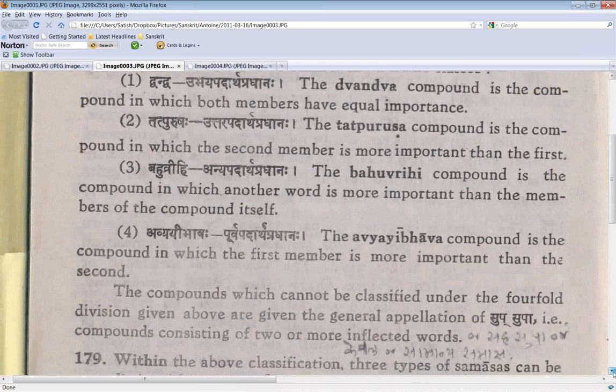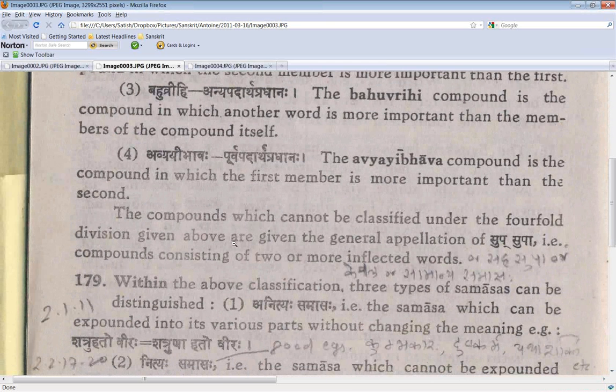I think we touched on this last time. The compound which cannot be classified into the fourfold division given above, or given the general appellation of supa, may also be called sahasupa, kevala samasaha or samanya samasaha. These various terms are used, and many of them are adverbial in nature.